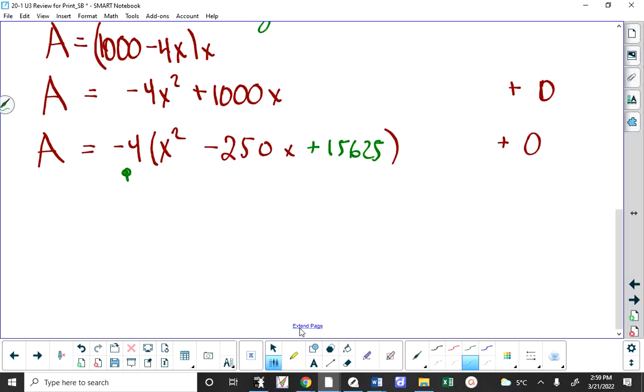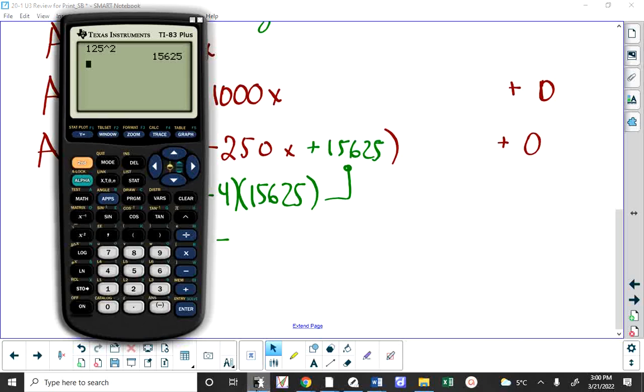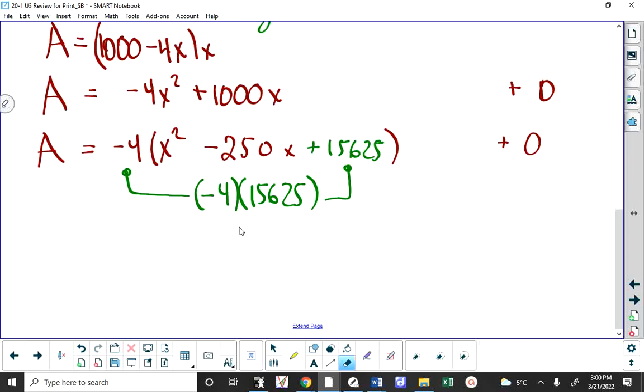Well, before I commit to that, I better see what I actually did by putting 15,625 inside of the brackets. And what I really did was I subtracted 4 times 15,625, so 62,500. Negative 62,500. So that means I add 62,500.